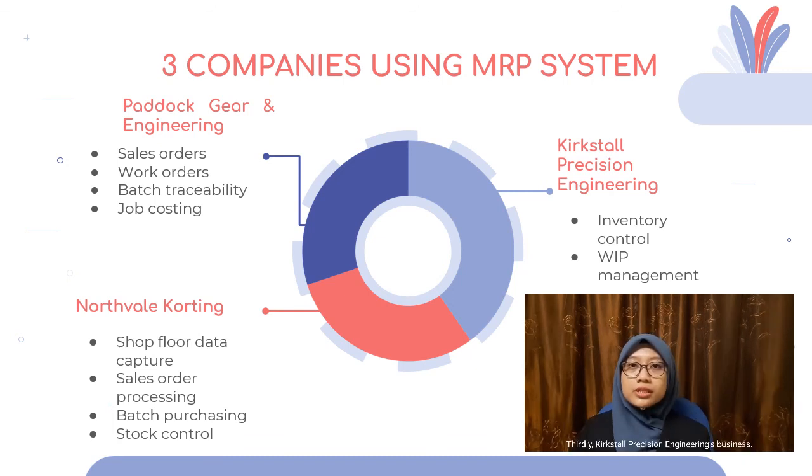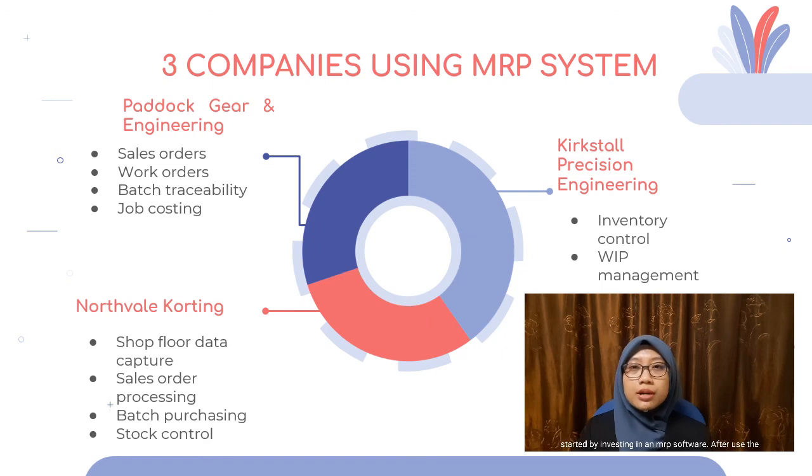Thirdly, Crystal Precious Engineering's business. It manufactures products for multiple industries, including textile, pharmaceutical, medical equipment, energy, motorsport, oil and gas, and food. Crystal was planning a 5-year transformation plan to improve their growth and find new opportunities. So, they started by investing in MRP software.